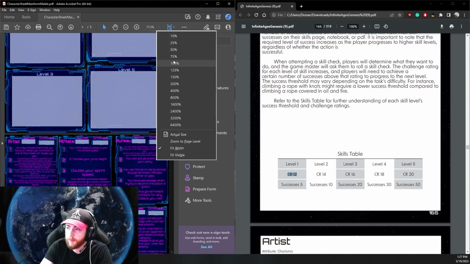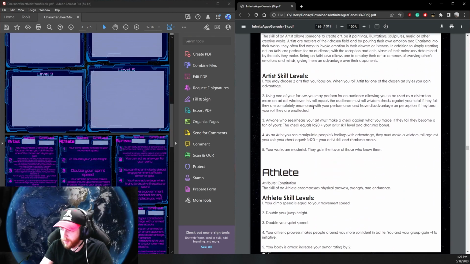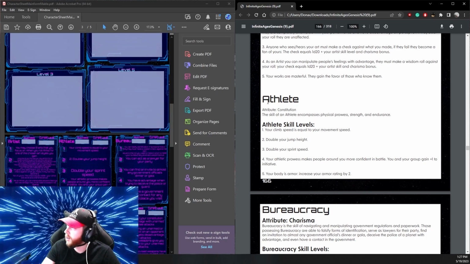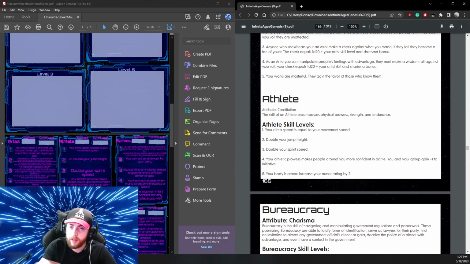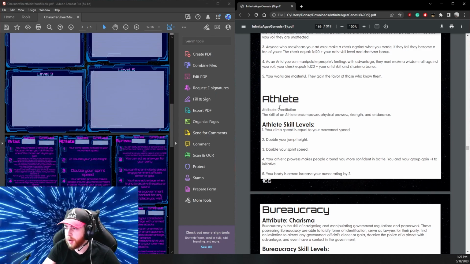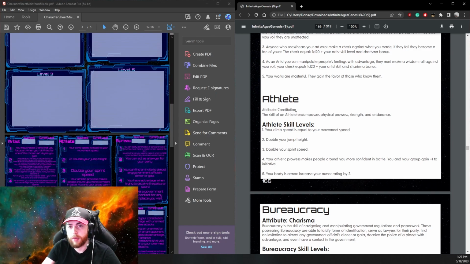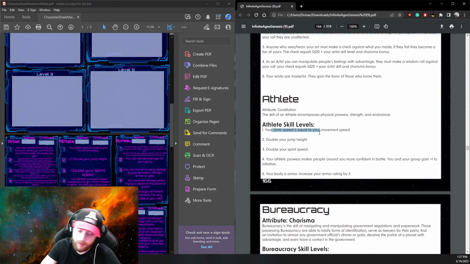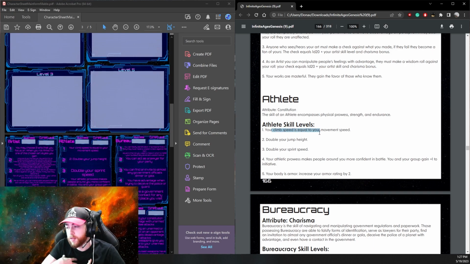So I'll go ahead and zoom in here. Or actually, I'll just use this side. We can look at athlete. Athlete's an easy one to comprehend and understand. Athlete is probably one of the bigger ones that you're going to use quite often, so it does give you pretty decent jumps and abilities. Your climb speed is equal to your movement speed, so that's your level 1. So you just get that.